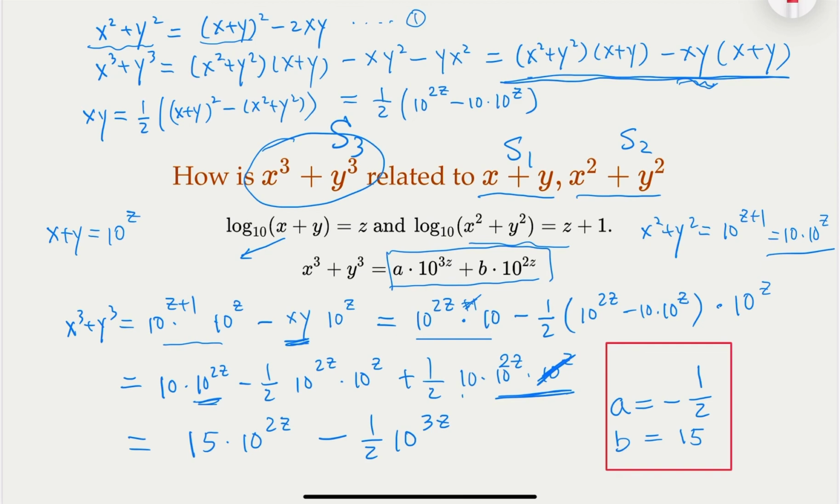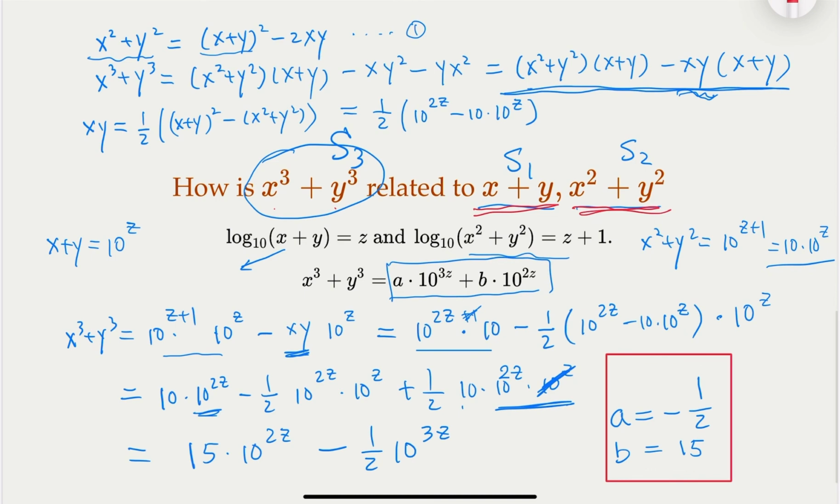So let's review the process. We're given x plus y and x squared plus y squared, and we try to find x cubed plus y cubed. Again, this is related to Newton's identity in the sense that this is S2, this is S3, and this is S1. This is S2 and S1. So this is how they're related, and then this algebra will help you find the answer here.